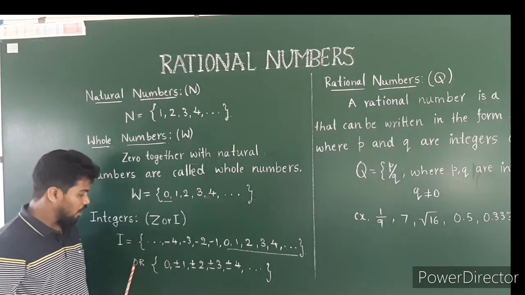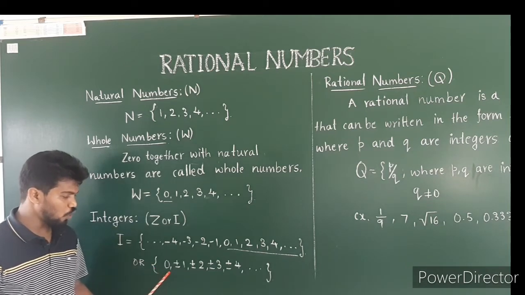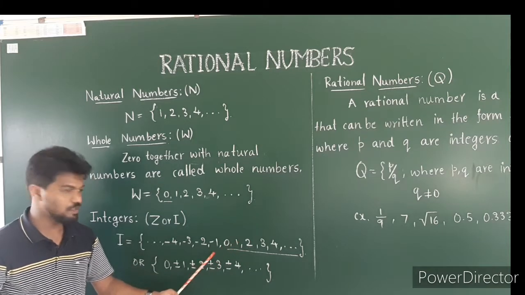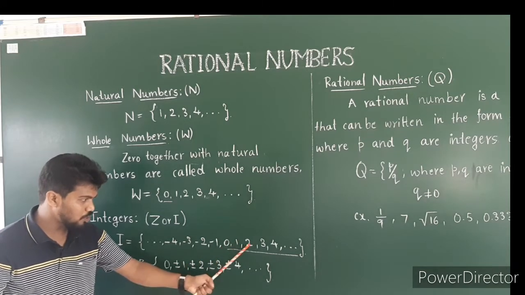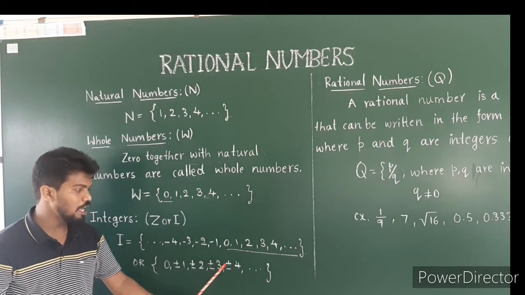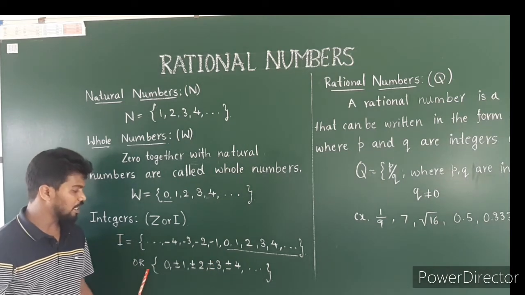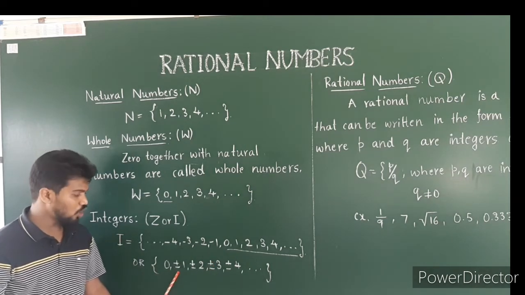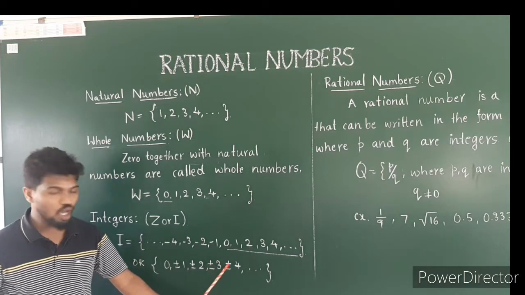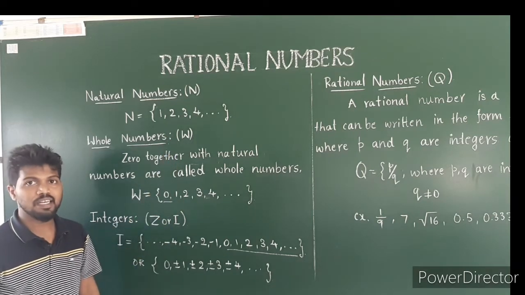Okay, this is the set of integers, and simply you write it as 0, plus or minus 1, plus or minus 2, plus or minus 3, plus or minus 4, and so on. One is +1, one is -1; +2, -2; +3, -3. The set of integers contains 0, plus or minus 1, plus or minus 2, plus or minus 3, plus or minus 4. I will explain one more time using a number line.